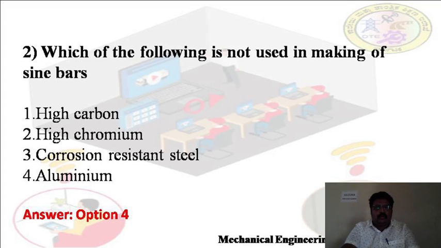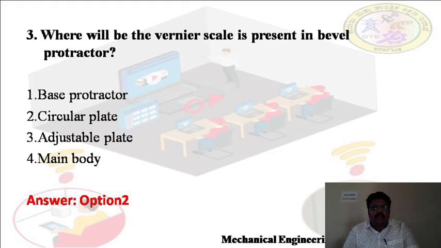Next we will move on to the third question: where is the vernier scale present in a bevel protractor? Is it the base protractor, or a circular plate, or an adjustable plate, or the main body? The correct answer is option number 2, that is circular plate.